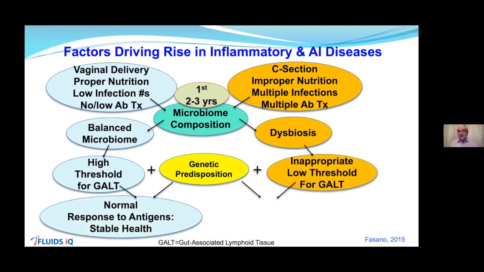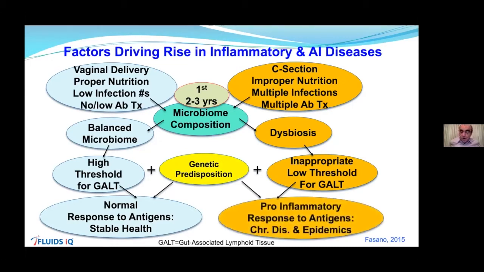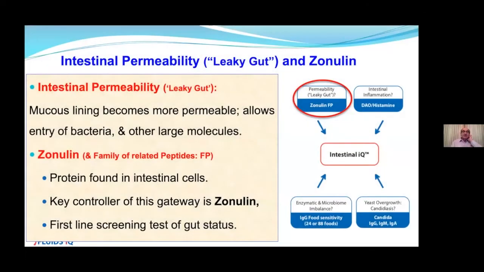However, if it's an inappropriate response of the gut-associated lymphoid tissue, that means it has a low threshold. You're going to end up with immune responses at a very low threshold. That is not what you want, and that is going to promote pro-inflammatory responses to all of the antigens coming in, which of course will lead inevitably to chronic disease and various types of epidemics.